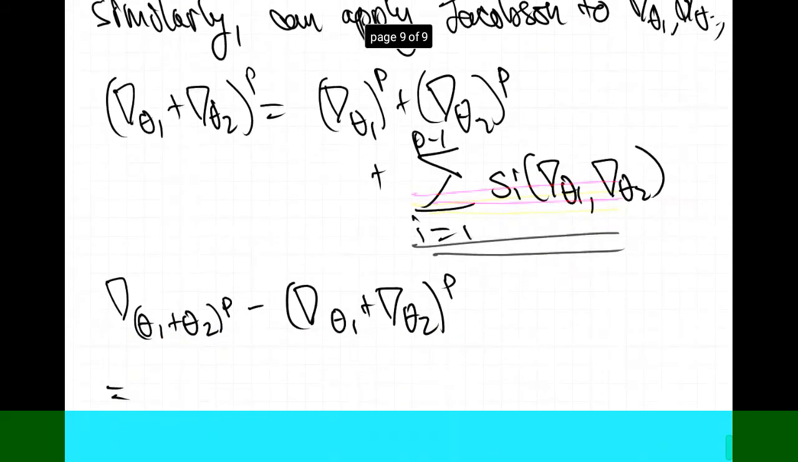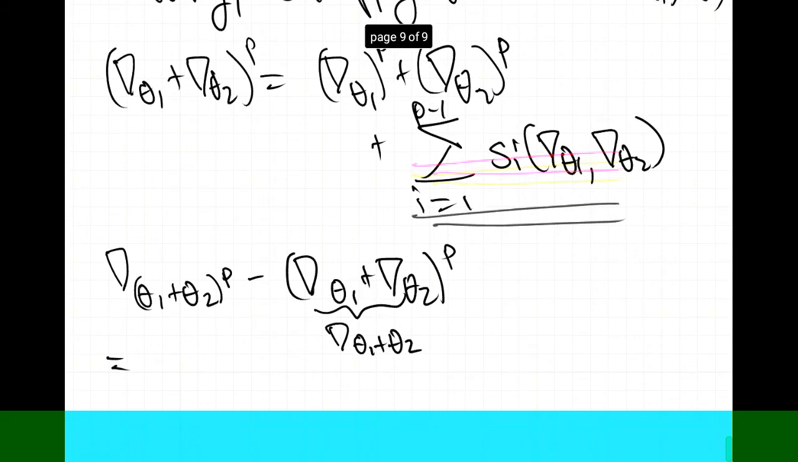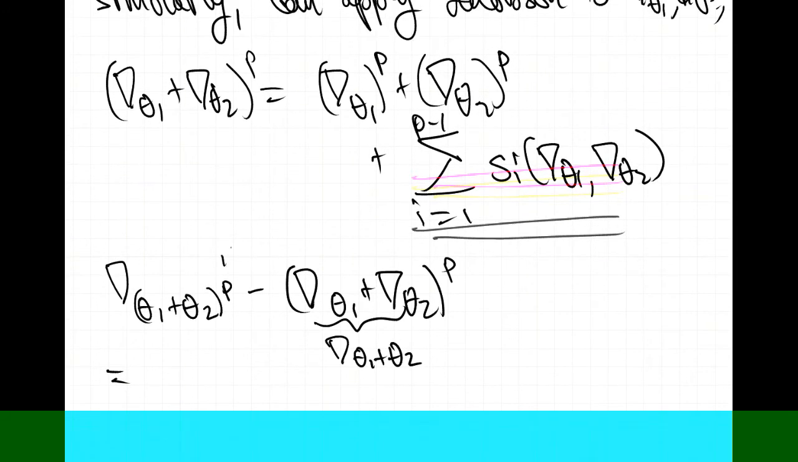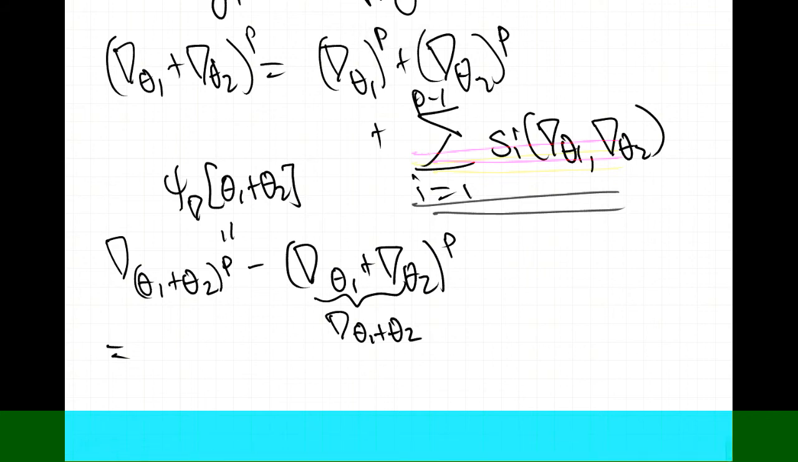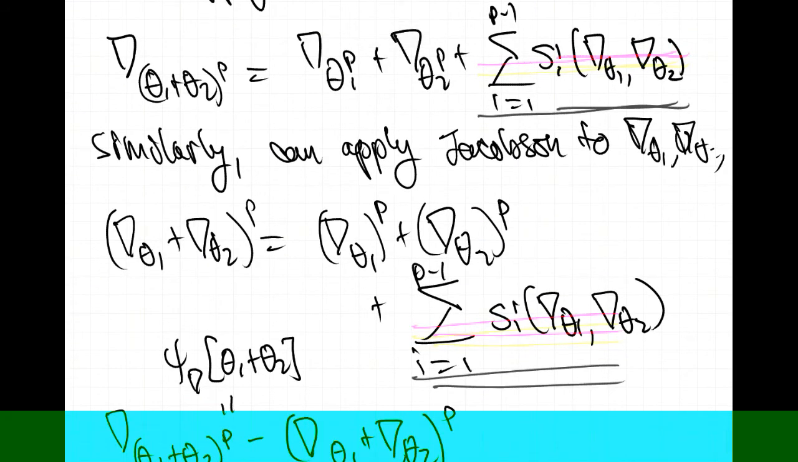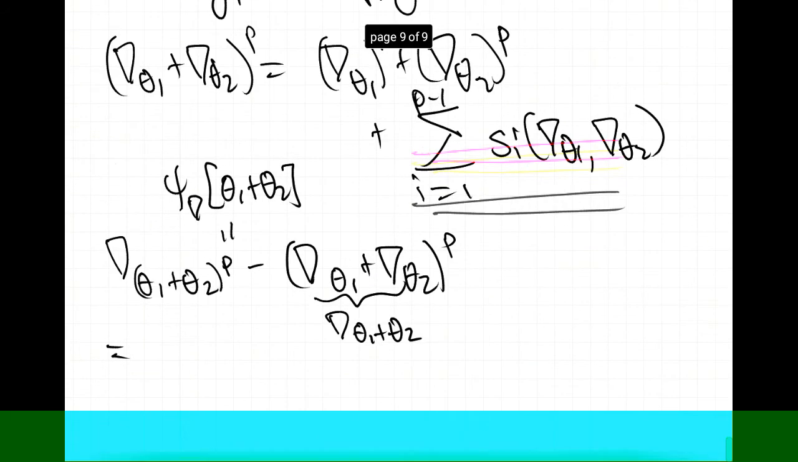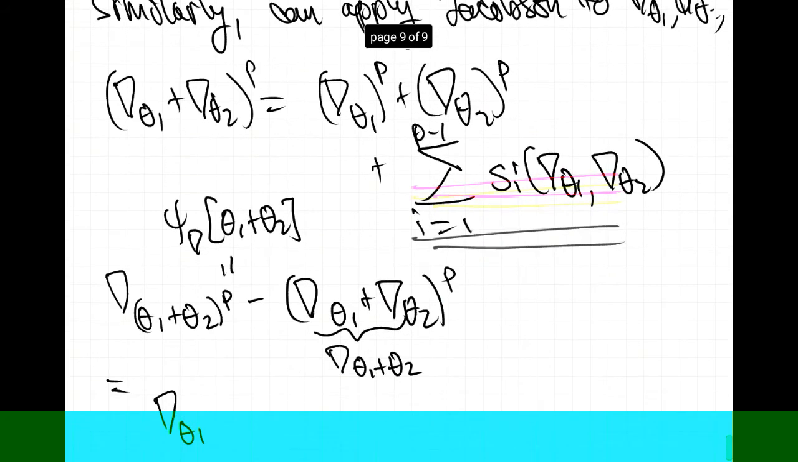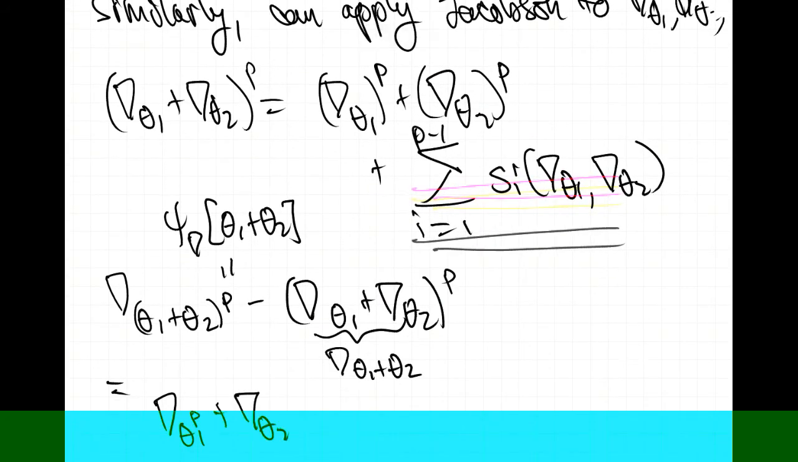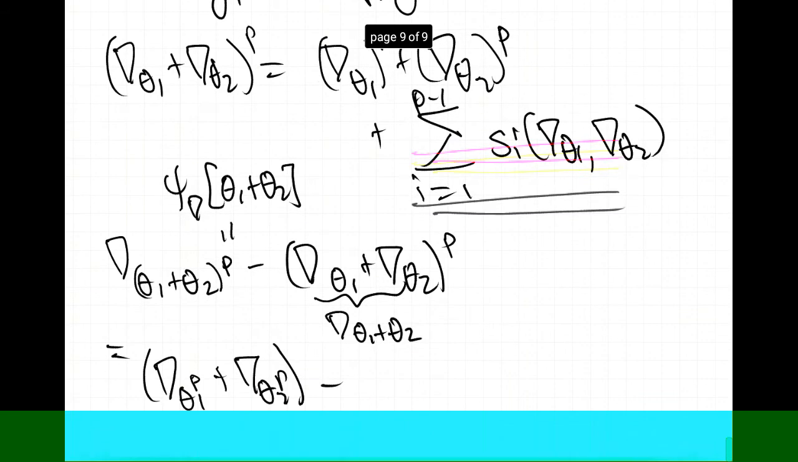And so we should notice that this thing here is, by the way, plus theta 2. Okay. So this whole thing, when we subtract them, this is psi here. Okay, and so now when we subtract them, these two things cancel, the two underlined pieces. This is theta 1 to the p plus theta 2 to the p minus, and then we have over here the two other pieces.